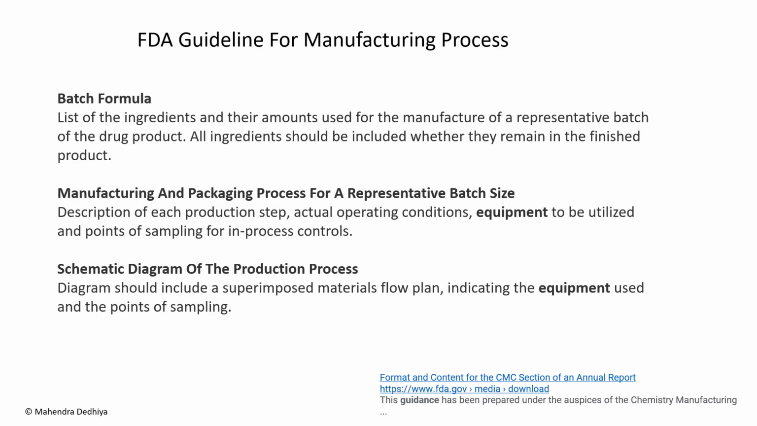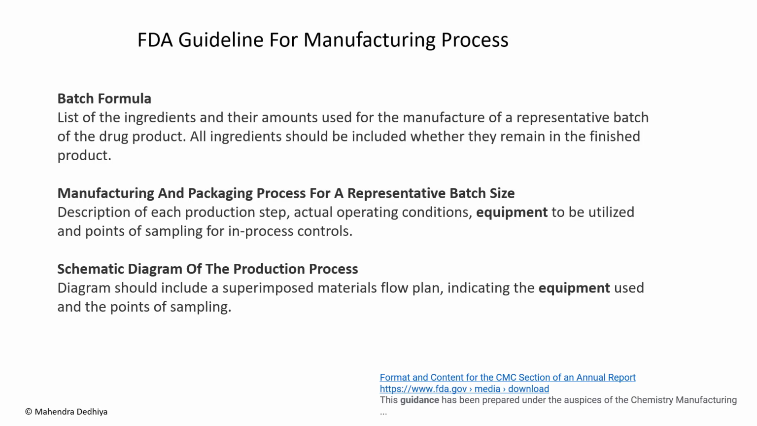The Food and Drug Administration and other regulatory agencies have established guidelines for the manufacturing process. This is covered in FDA documentation, and there is a specific format that is used: the batch formula. The batch formula lists all the ingredients and their amounts used in the manufacture of a representative batch of the drug product. So for a small scale, early phase, it will be a smaller scale batch.